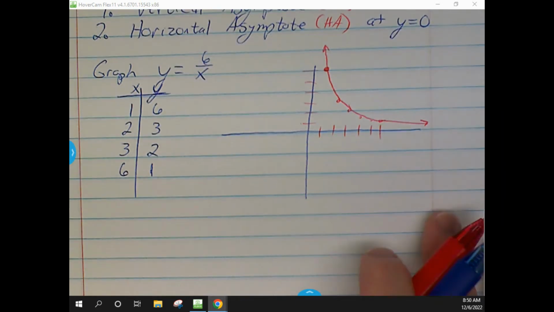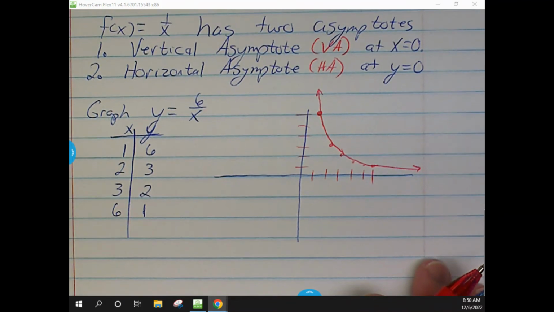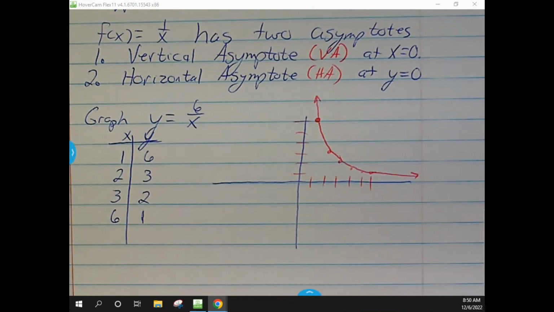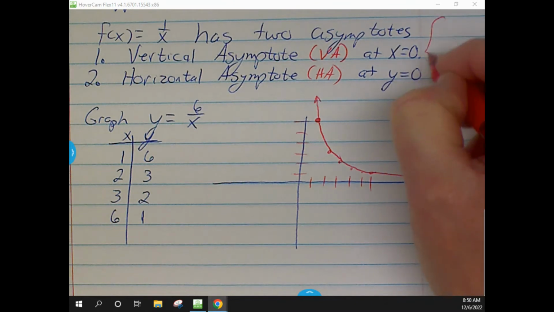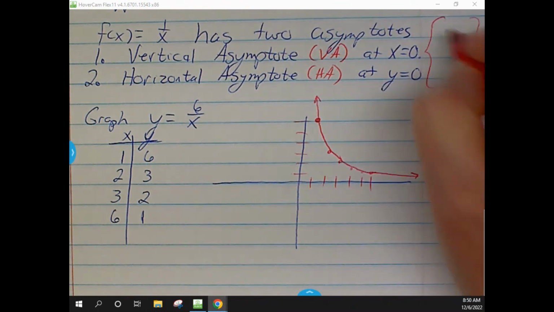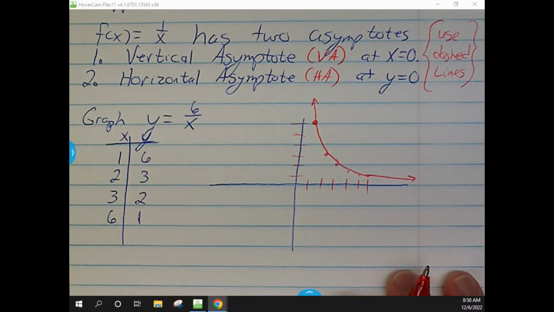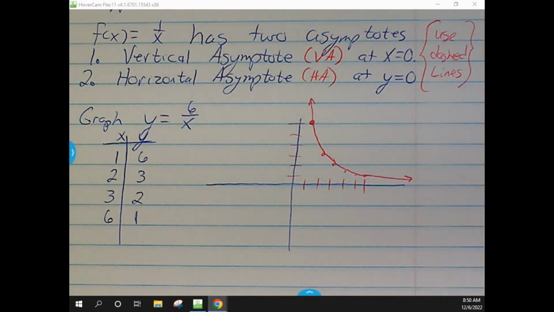Okay. Oh, now one thing I forgot to put back here. When you draw these vertical and horizontal asymptotes, I should have put that. I totally forgot there. When you draw your vertical and horizontal asymptotes, use dashed lines so that they stand out when you're doing the graph. Because everything else is going to be solid lines.